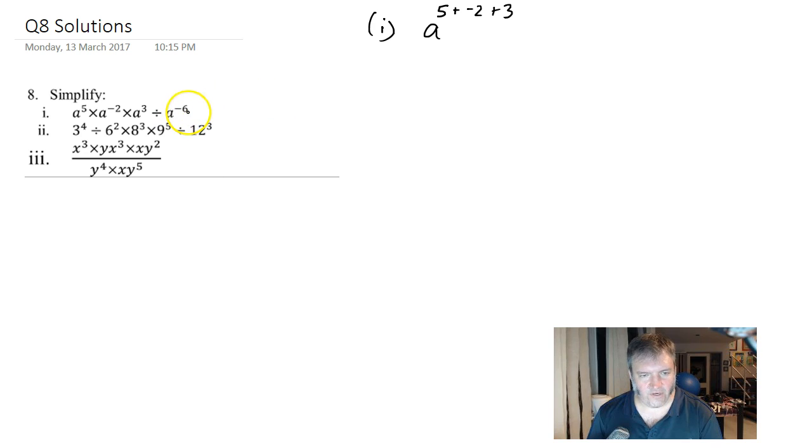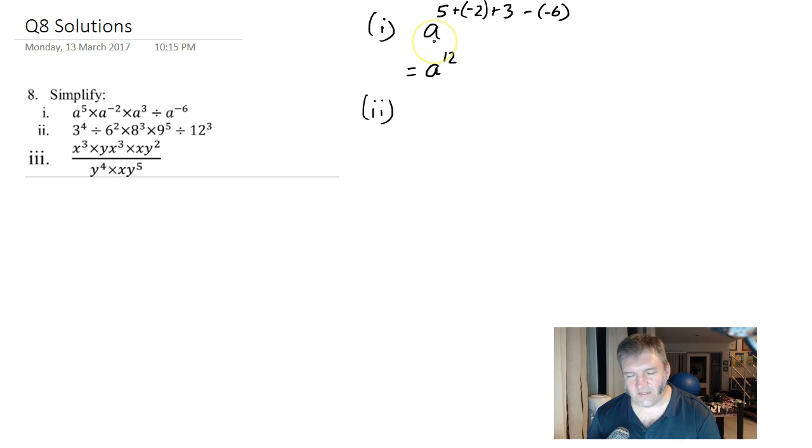When you're doing division, you subtract the index, so it's minus -6. Well, that's just going to be plus 6. So what have I got here? 5, 6, 7, 8, minus 2 is back to 6, but plus another 6. A to the power of 12 is the first one there. You could do it in steps if you wanted, but it's just as easy to do it all at once for that one. Not too bad at all.